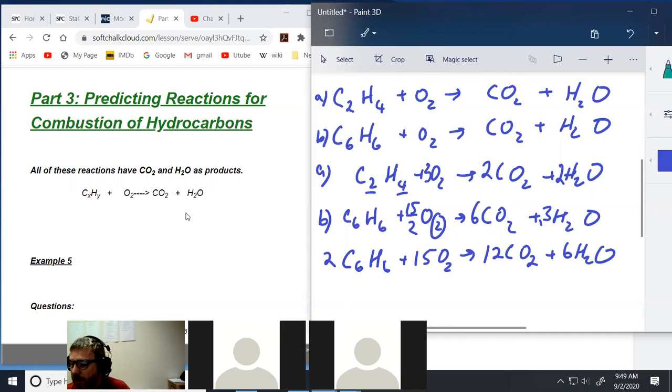If you count it up, you've got 2 times 6 is 12 C's, 12 C's. You've got 2 times 6 is 12 H's, and then 6 times 2 is 12 H's. We've got 30 oxygens, 15 times 2, and then we've got 12 times 2 is 24, plus 6 is 30. So we've got 30 oxygens on each side once we handle that. Does anybody have any questions about this, about doing any of that?